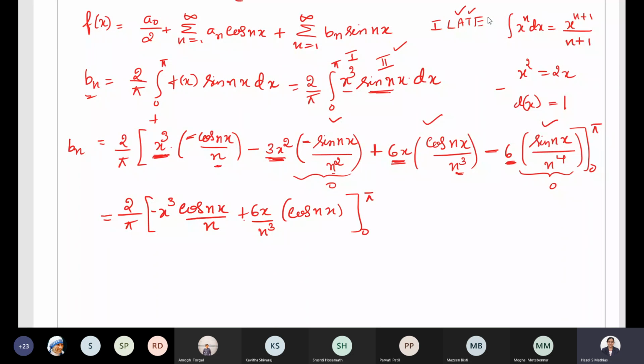Limits from 0 to pi. Now let us put the limits. Upper limit first. So upper limit is pi. What happens when you put the limit over here? It is 2 by pi, upper limit is pi. So replace x by pi.